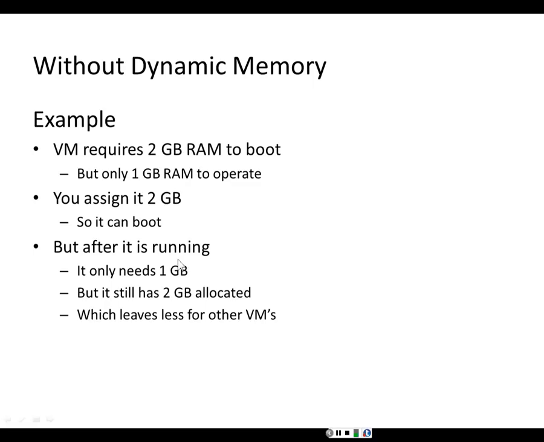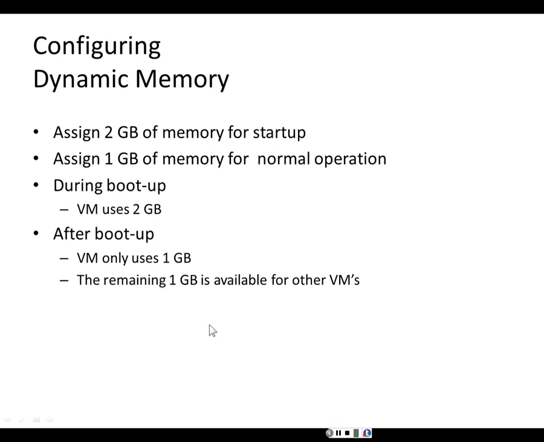But after the virtual machine is running, we see that it only needs 1 gig of RAM, but it's been allocated 2 gig of RAM. So it has an extra gig of RAM, which it doesn't need. And what that does is it leaves less memory for other virtual machines. This is why we have dynamic memory.